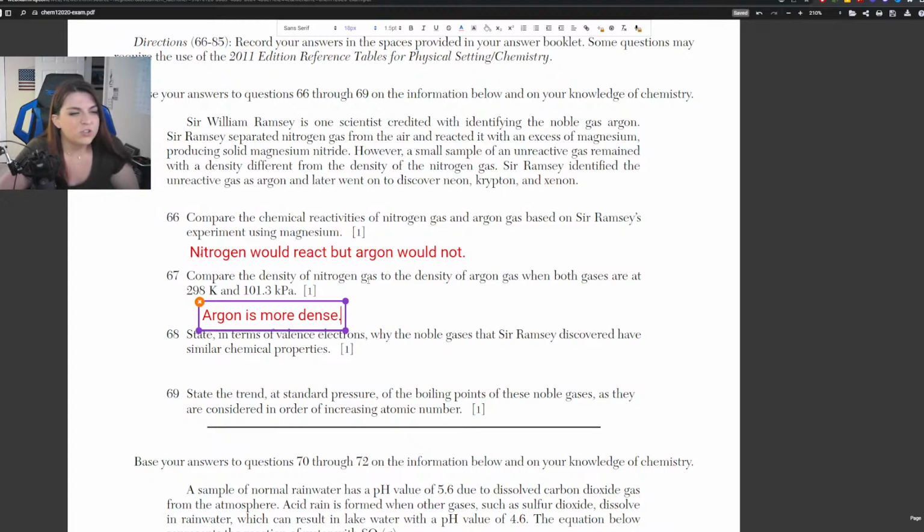Okay, state in terms of valence electrons why the noble gases discovered have similar chemical properties. I hope you know at this point, because it comes up all the time when we talk about properties, and especially the periodic table, that if two elements have the same number of valence electrons, they're going to have very similar properties. Chemistry is all about the electrons. Atoms are going to get their personalities and their reactivity, and everything about how they, quote, carry themselves, based on the number of valence electrons. So that's really it. They have the same number of valence electrons.